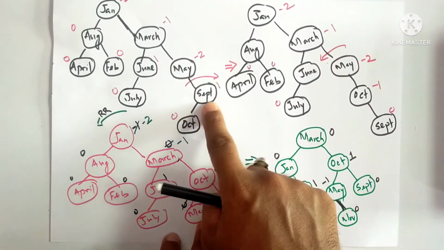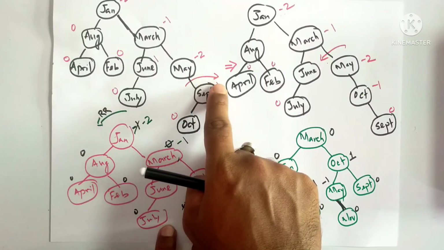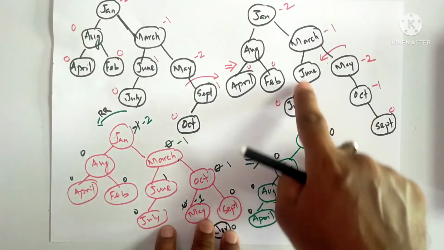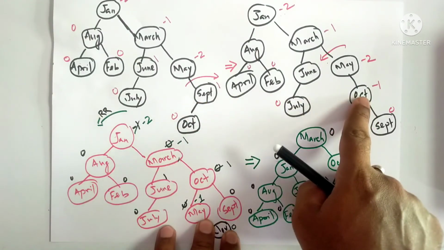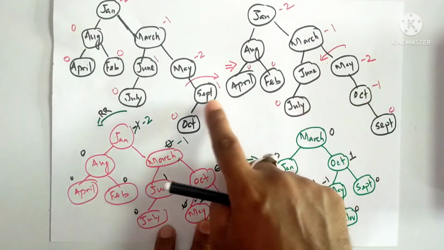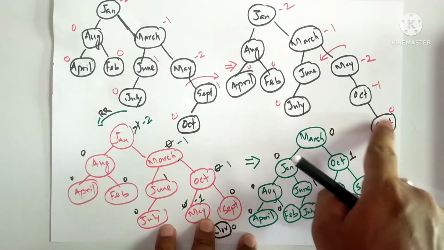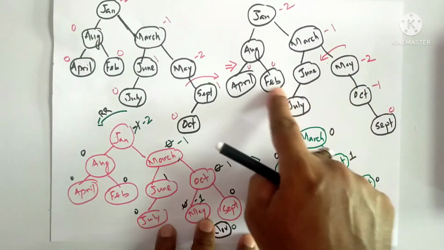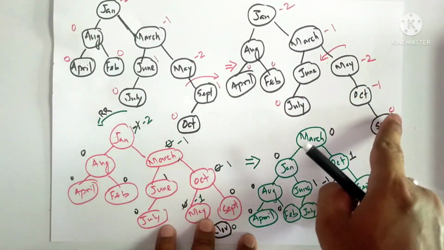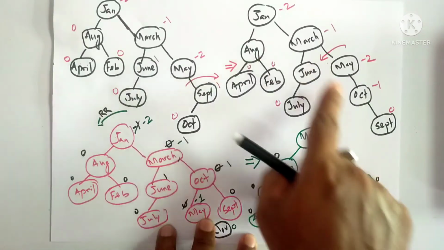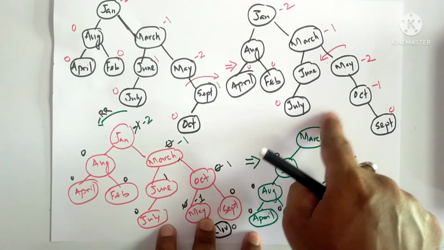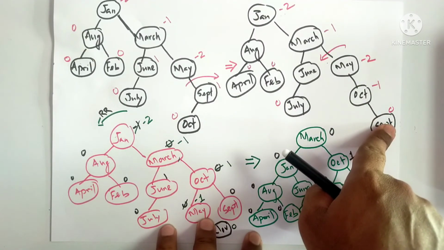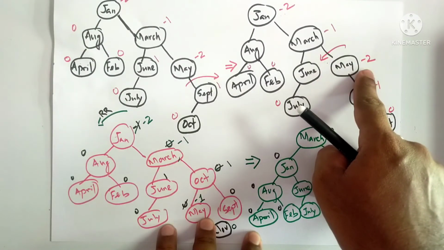After applying the rotation in clockwise direction at September, the tree looks this way. So October moves to the place of September and September becomes the right child of October. Now you measure the balance factor. So the balance factor of May is minus 2 because the left subtree is 0, and the right subtree is how much? That is 2. So 0 minus 2 is minus 2.